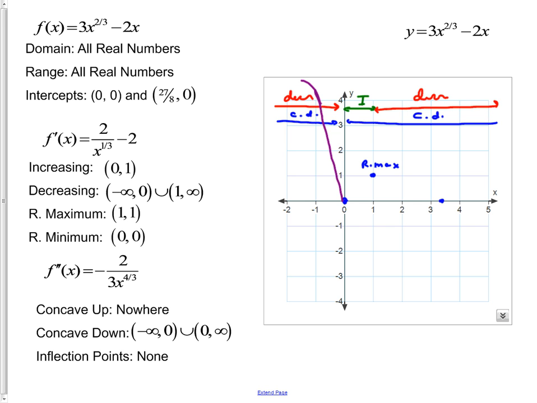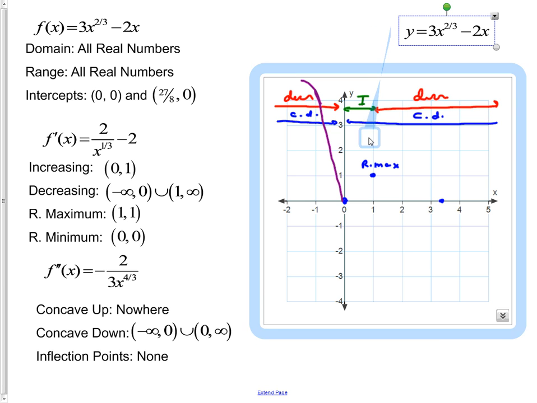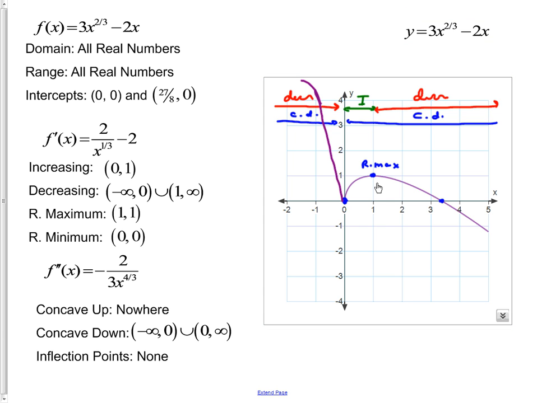And if I were to look at the rest of the function, what should happen here is that this function should be increasing up to our relative maximum. There it is at 1, 1, and then decreasing and passing through the x-axis and going towards negative infinity. So there it is. This is sort of a picture of our graph of f of x equals 3x to the 2/3 minus 2x.